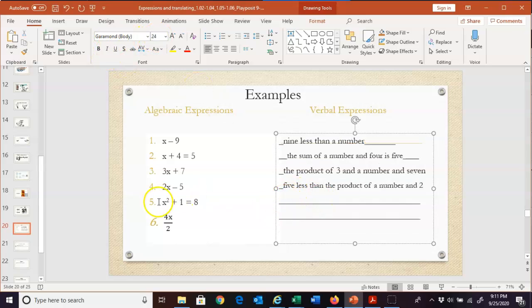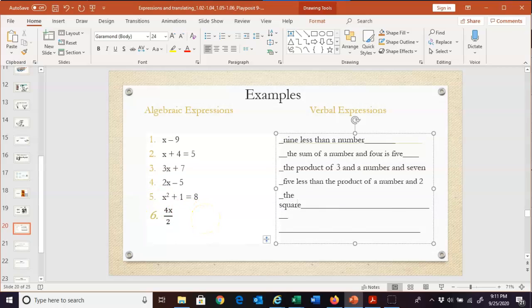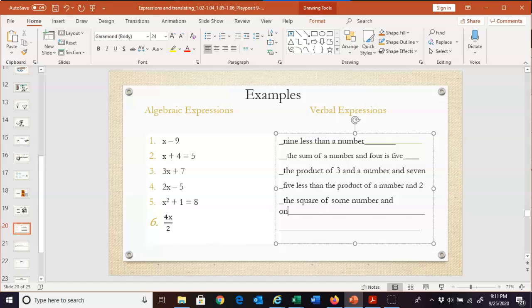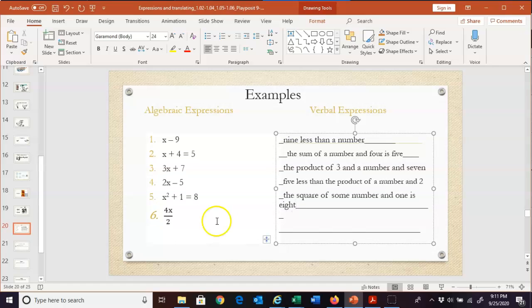Number 5. Ooh, the square of a number, of some number, we can add a different word in there, and 1 is 8. So sometimes that word and will signify addition.